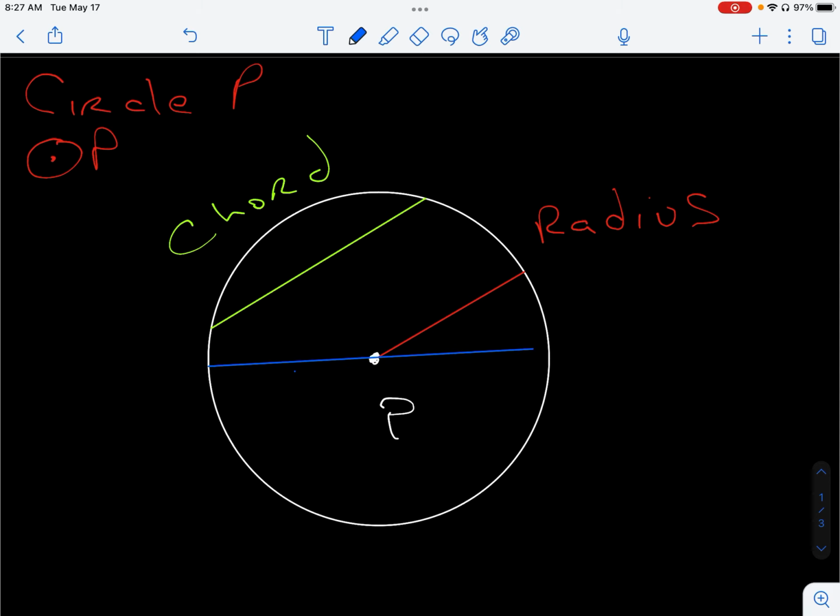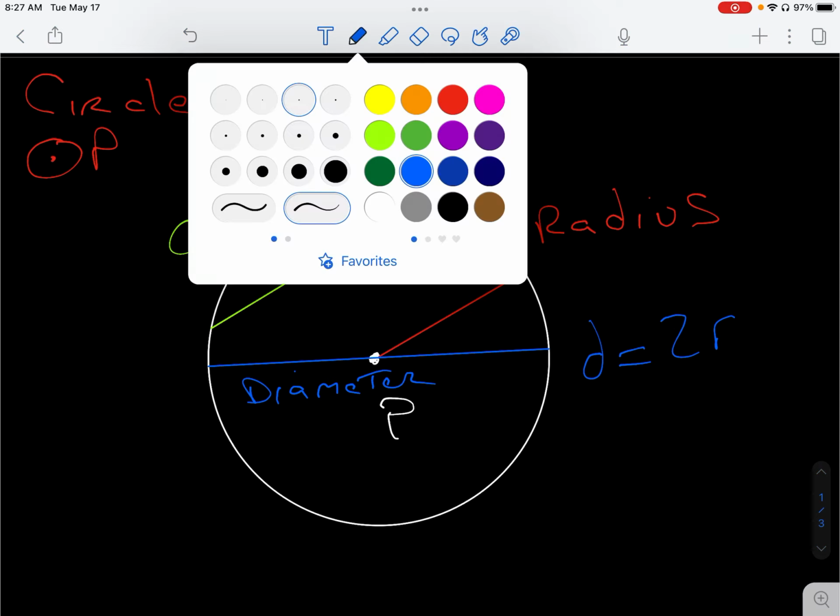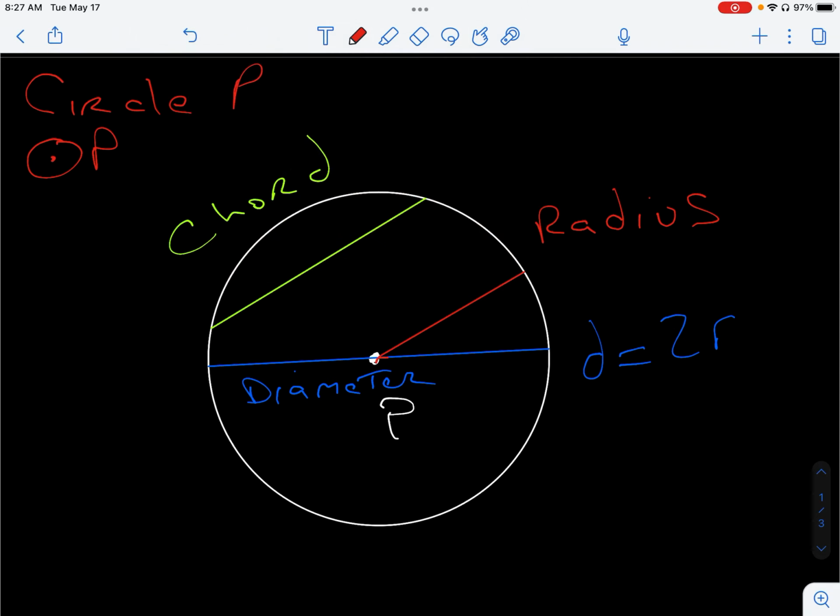And then we have one more. And this guy is called the diameter. And the diameter is a chord because the endpoints are on the circle, but it goes through the center of the circle. So the diameter is going to equal 2 times the radius, because there's a radius here, and there's a radius here.